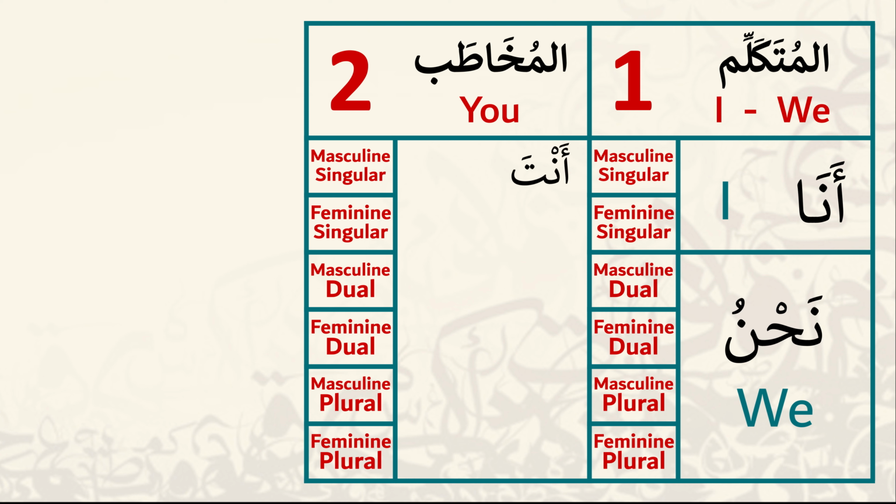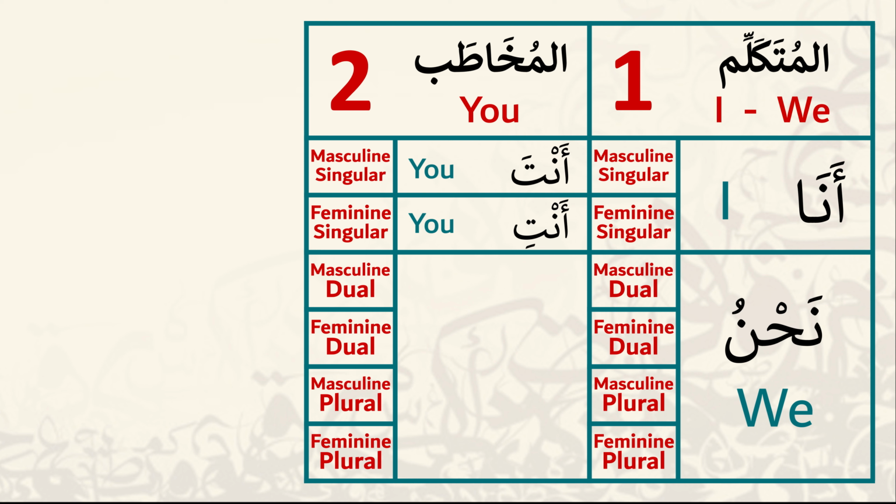We have أنت, means you, for masculine singular. أنتِ means you, for feminine singular. Notice that they both are the same word, only the case ending is different. In the first one, it's فتحة, أنت. And in the second one, it is كسرة, أنتِ.